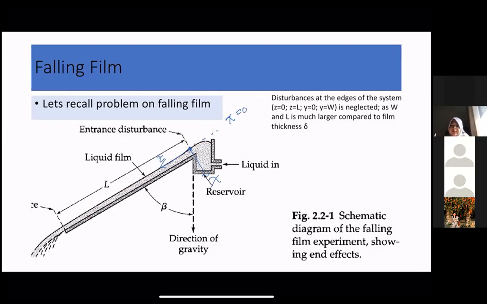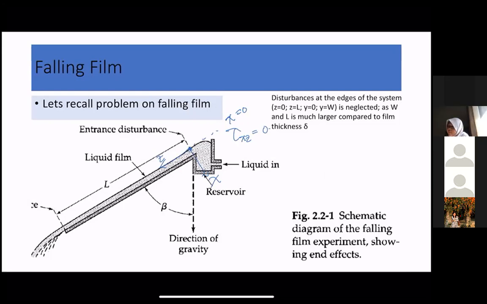When x equals 0, it's the liquid-gas interface. Yes, and then? So the shear stress is equal to 0, or tau xz equal to 0. Okay, yeah. What is another one? Do you have any other boundary condition in here?